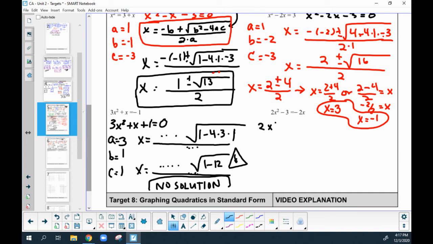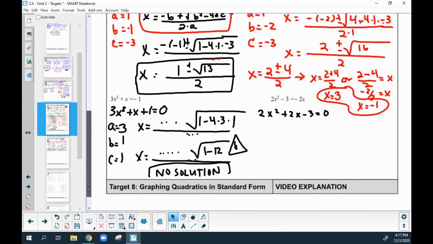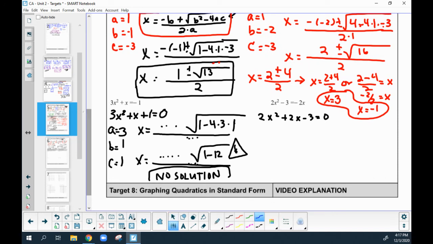Move it around. 2x squared plus 2x minus 3 equals 0. Let's change colors just for clarity's sake, okay? All right, here. A is 2. B is 2, C is negative 3. All right, I'm going to get ready for that radical just in case again. Do it first. B squared is 4 minus 4 times A times C. Let's make sure I got all of those right. B squared, that's 2 squared is 4 minus 4 times A times negative 3.